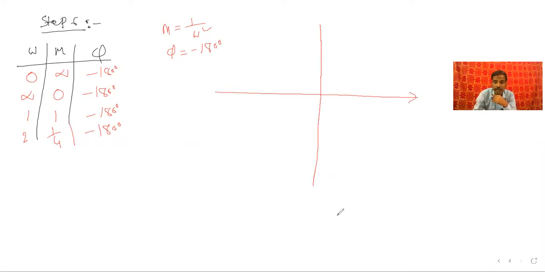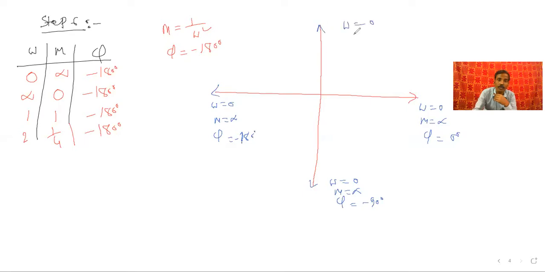This is the direction of omega equals 0, M equals infinity, phi equals 0 degree, and omega equals 0, M equals infinity, phi equals minus 90 degree, omega equals 0, M equals infinity, phi equals minus 180 degree, and in this direction omega equals 0, M equals infinity, phi equals minus 270 degree. At the origin, omega equals infinity, M equals 0, because at that point the frequency is high and the distance is minimum.